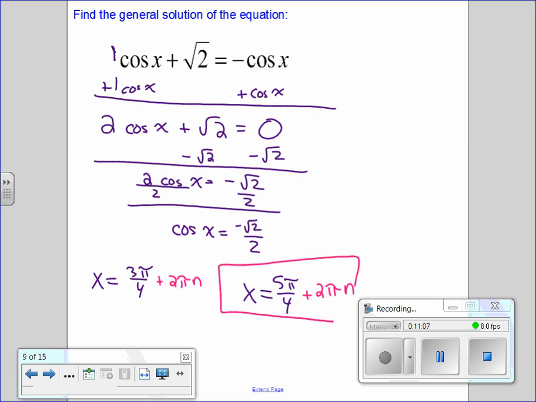Hopefully you're having fun so far. These aren't too bad. I'm going to solve for cosine or sine, and then look at your unit circle.